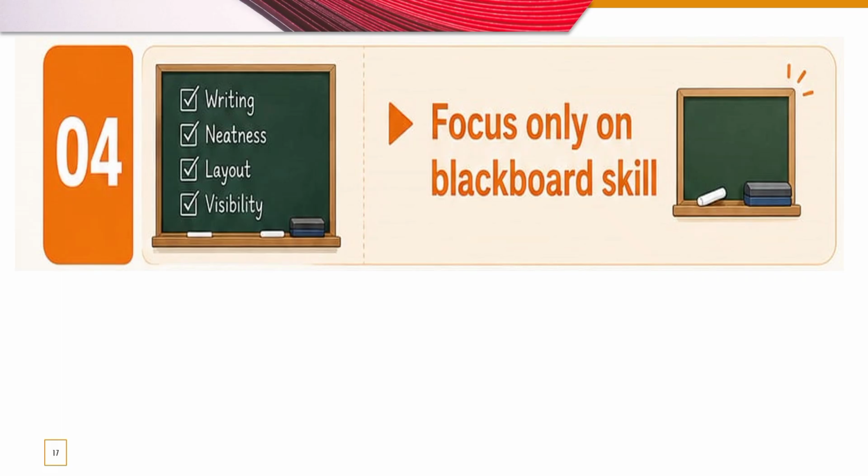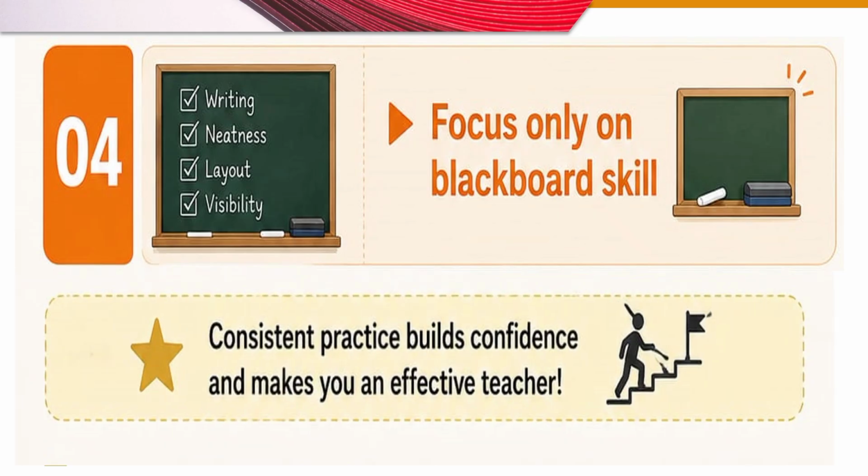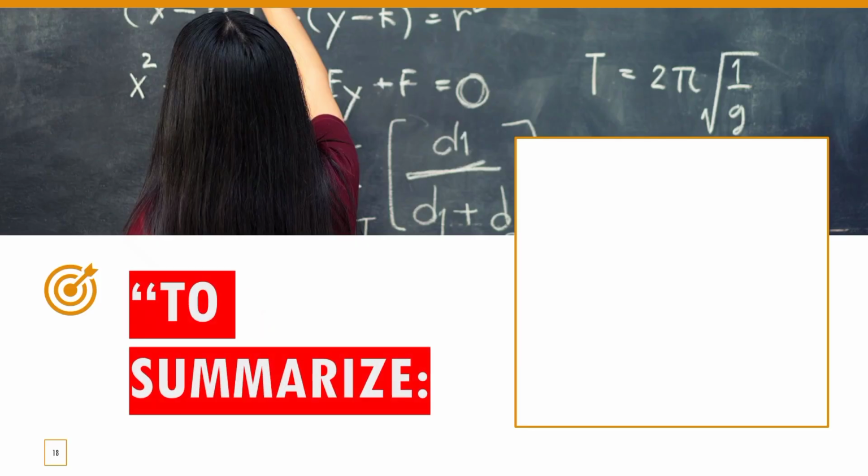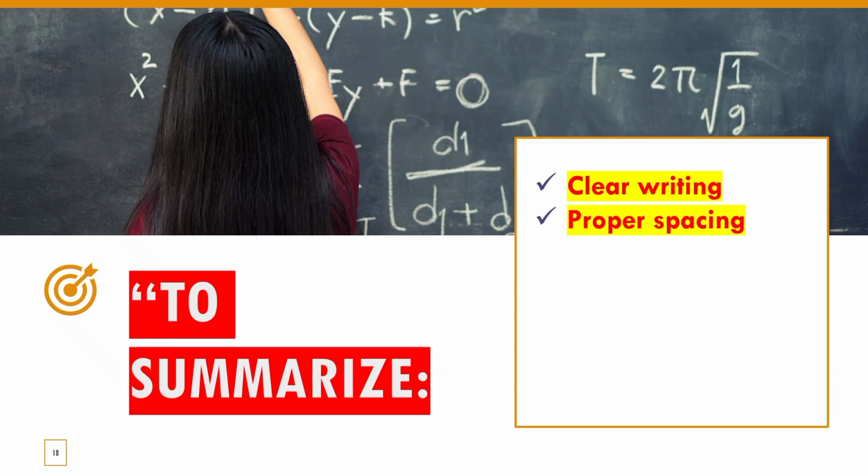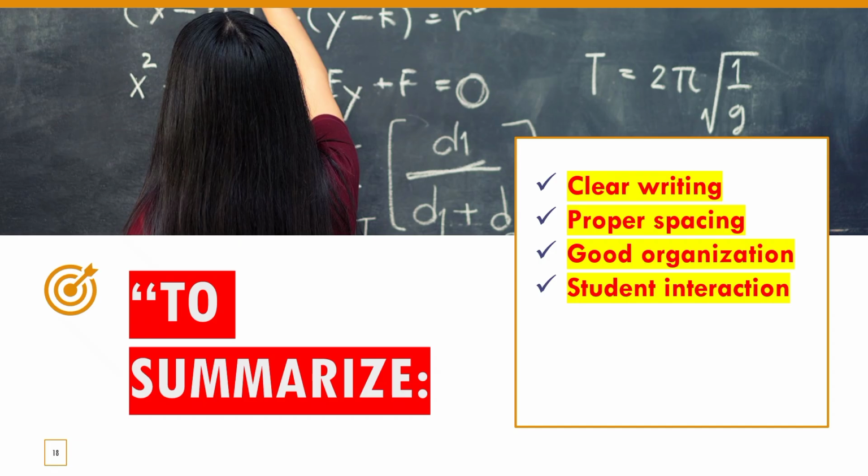Repeated practice makes your teaching smoother and more natural. You understand your strengths and areas for improvement. Micro teaching is like a rehearsal. The more you practice, the better you perform in a real classroom or exams. Consistent practice builds confidence and makes you an effective teacher. Lastly, to summarize: clear handwriting, proper spacing, good organization, and student interaction, which is very important. These small improvements can make you a powerful teacher.